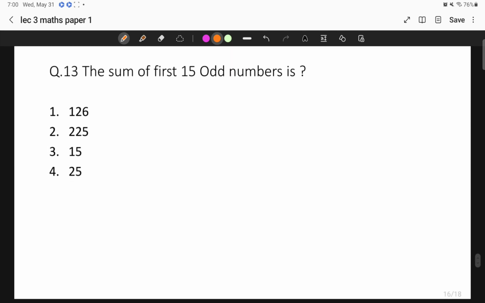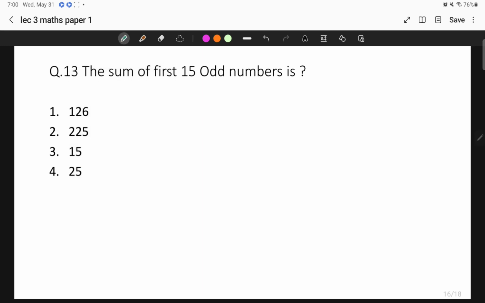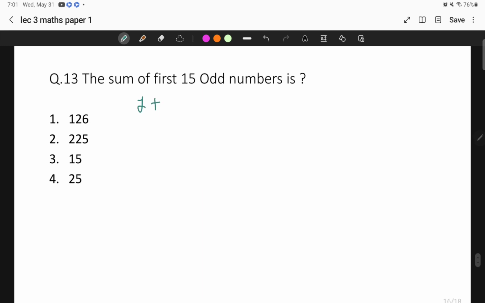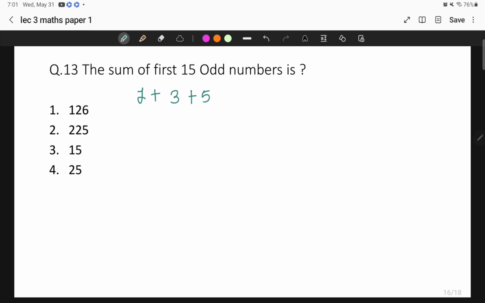The sum of the first 15 odd numbers is what? Now this is the question I would really like to highlight, because many of the students start actually doing the addition or something. Here is a small trick for you guys. So let us understand the trick first. For example, I have three odd numbers: 1 plus 3 plus 5. These are the three numbers where the summation of all three numbers is 9.